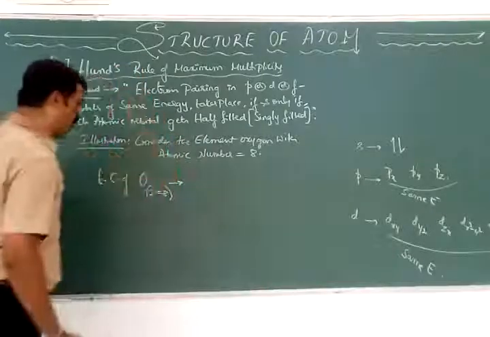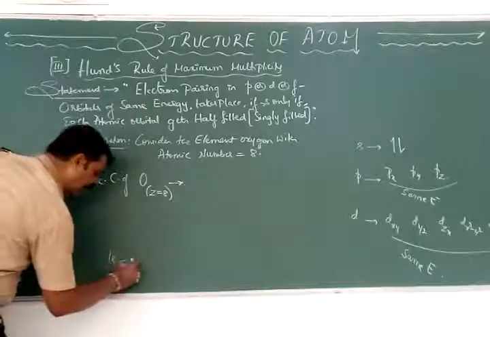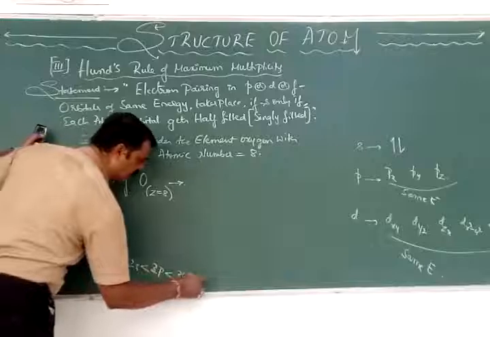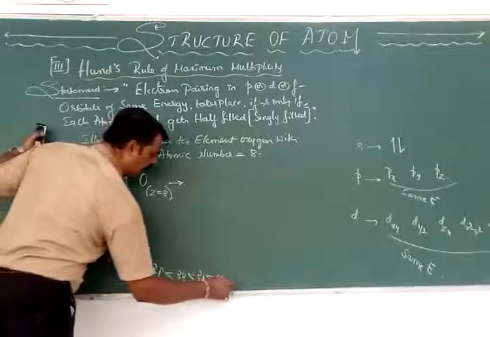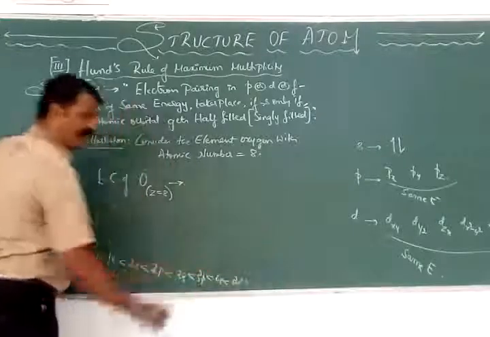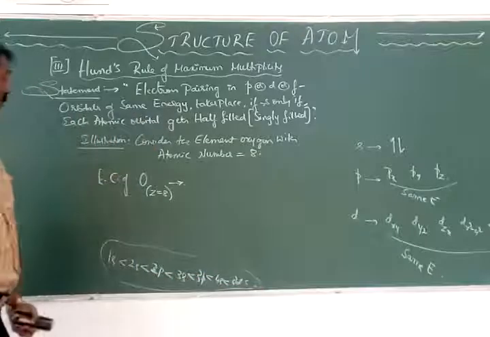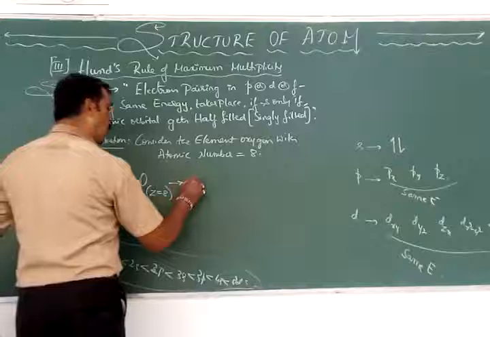First you have to be very familiar. What is that? 1s less than 2s less than 2p less than 3s less than 3p less than 4s less than 3d less than and so on. This is the symbolic representation of what? AOE. First we will have the 1s.